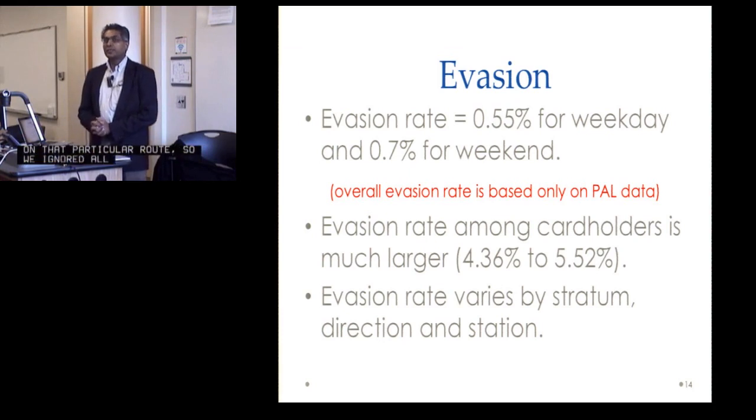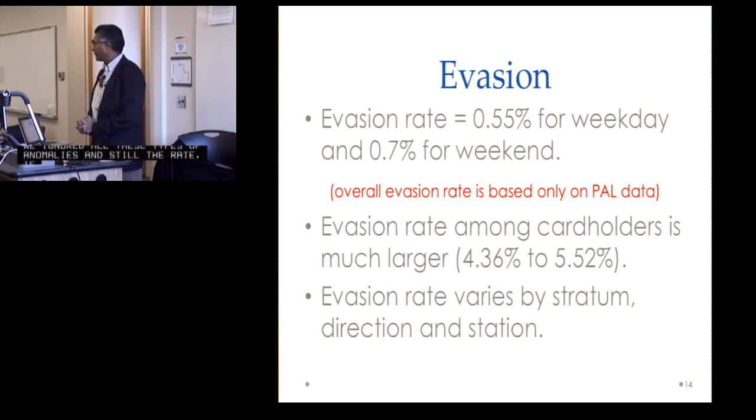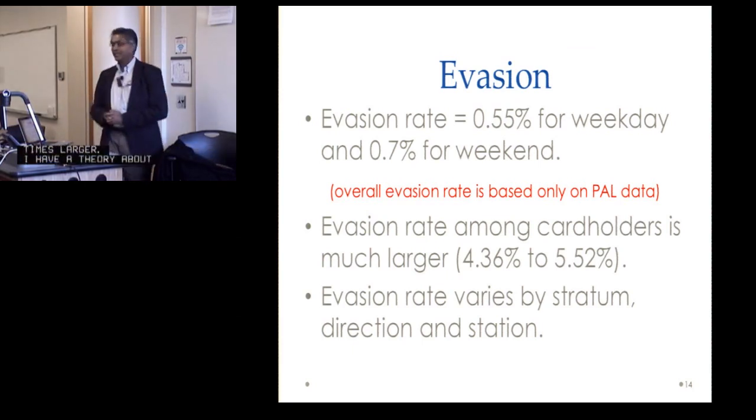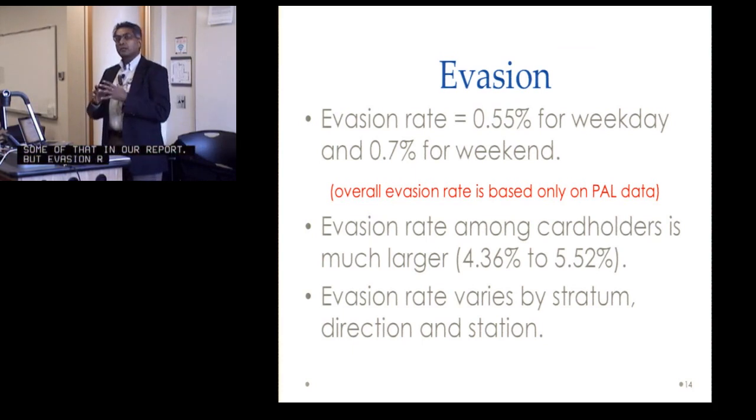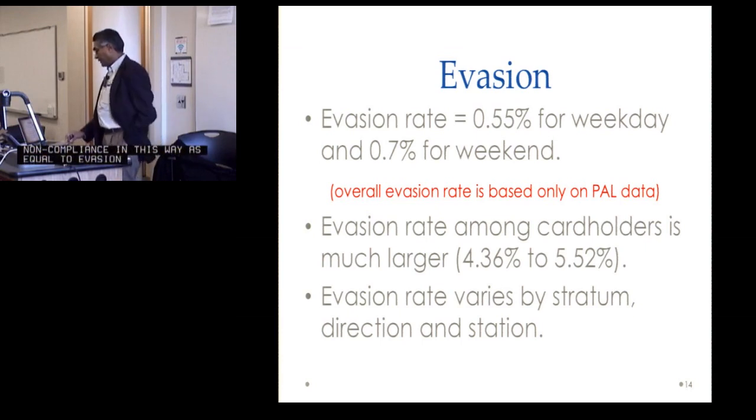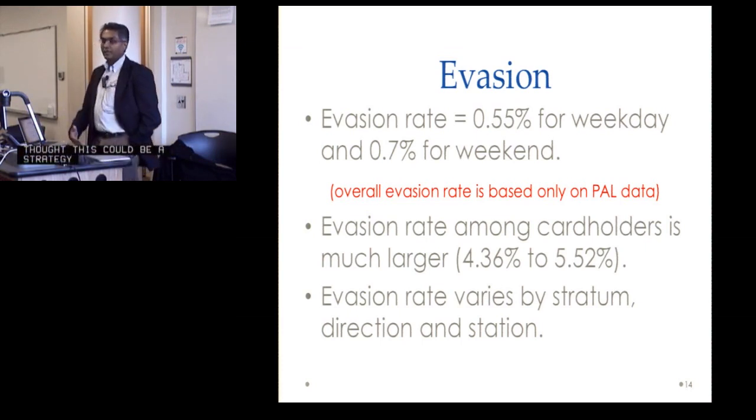And still the rate, if you look at evasion rate among cardholders, is about 10 times larger. And I have a theory about it, which I will talk about. It's a conjecture. It's not tested in any way as to why this could be higher. And we did include some of that in our report. But evasion rate among cardholders, if you look at non-compliance in this way as equal to evasion, is much higher. And evasion rate varies by stratum, direction, and station. So in fact, we thought this could be a strategy for police to determine where to put their policing effort. What to think about? Where should they deploy the police?